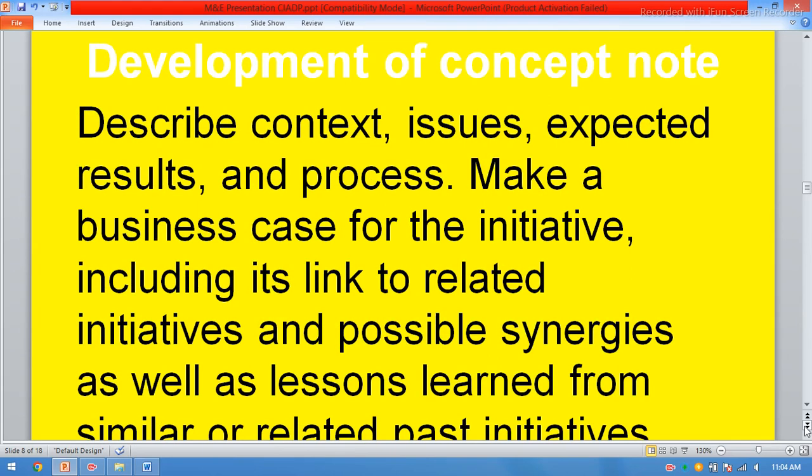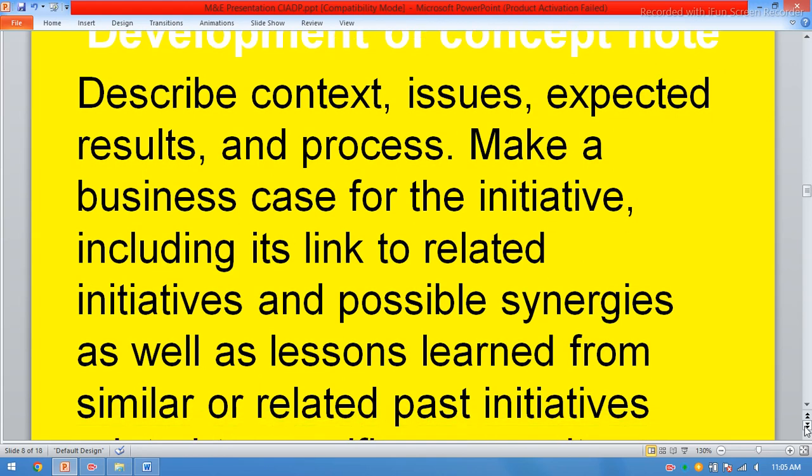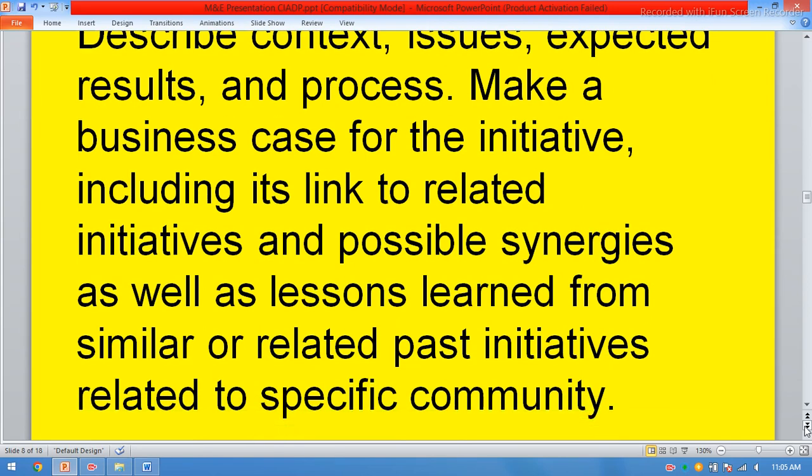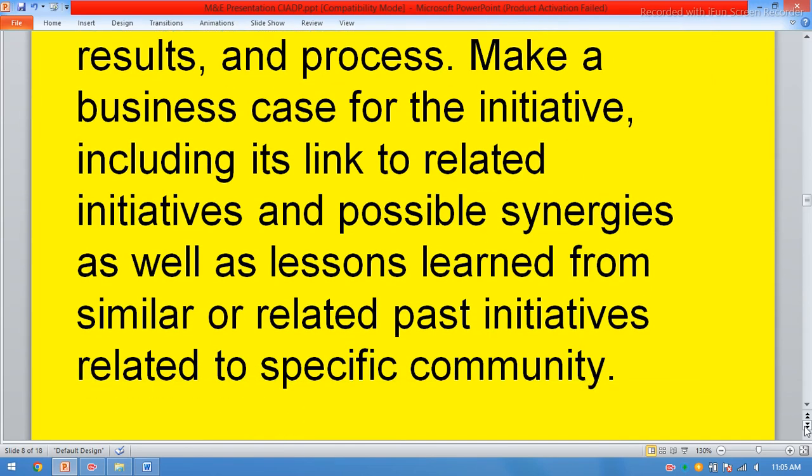Development of concept note. Describe context, issues, expected result and process. Make a business case for the initiative, including its link to related initiatives and possible synergies, as well as lessons learned from similar or related past initiatives related to a specific community.